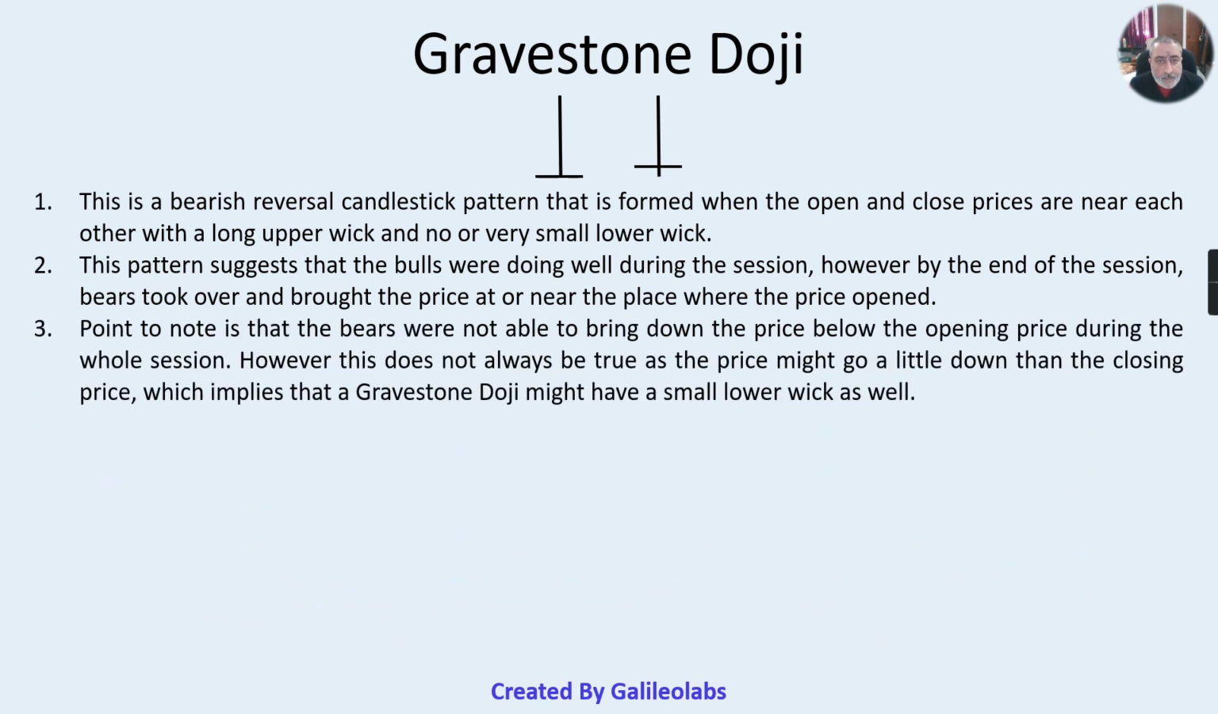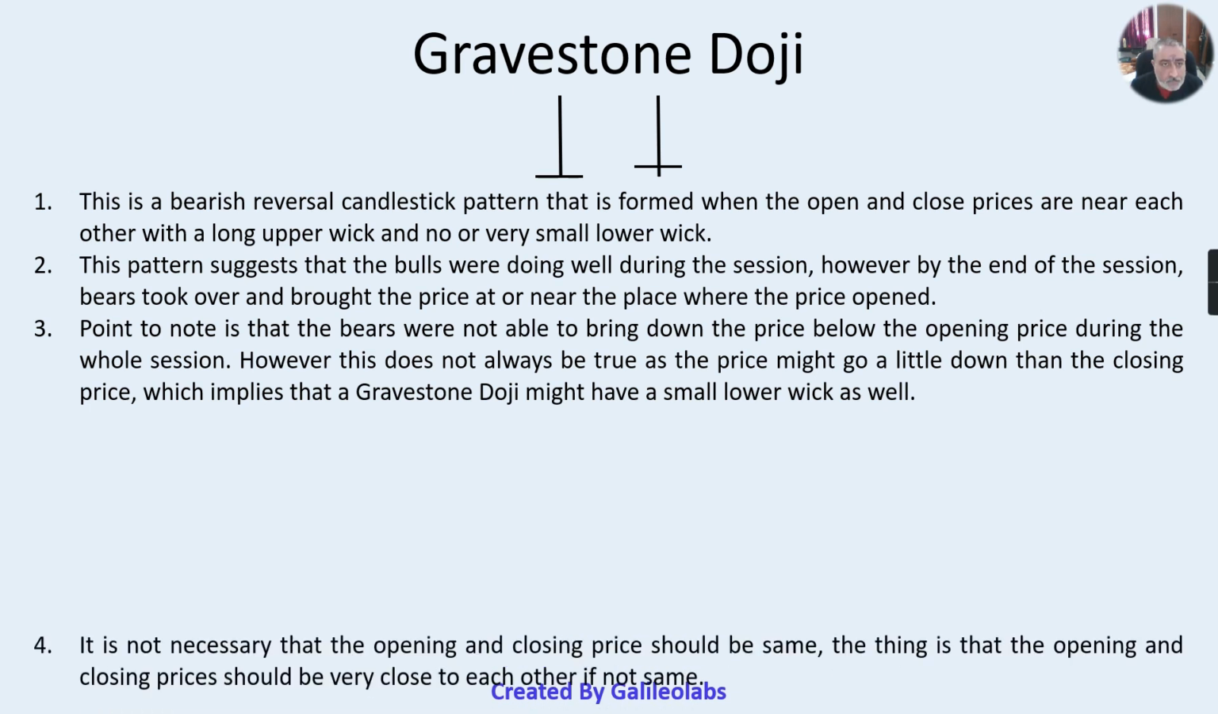The point to note is that the bears were not able to bring down the price below the opening price during the whole session. This point is very important: the bears, I mean the people who want the prices to fall, were not able to bring the price below the opening price during this whole session. However, this does not always hold true, as the price might go down a little below the opening price, which implies that the gravestone doji might have a small lower wick as well. So this justifies why there is a small lower wick at times.